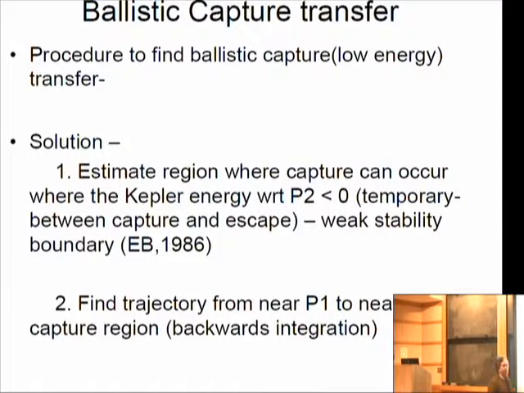So basically the idea is, once you find this capture region around the moon where ballistic capture can occur, you do a backwards integration from it and see where you have to come from to get there. And you can actually solve the problem of ballistic capture of the moon using this. However, it's very crude, but it works.